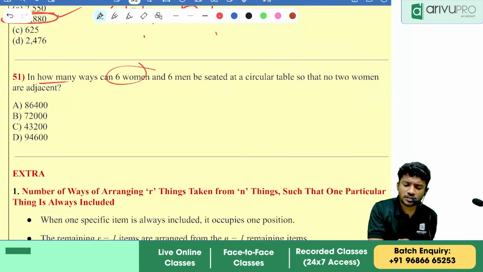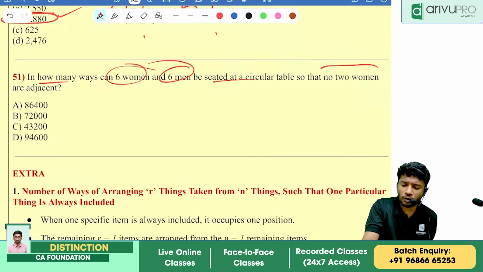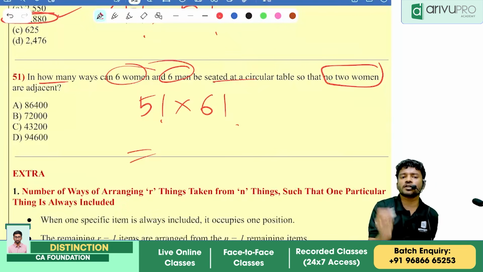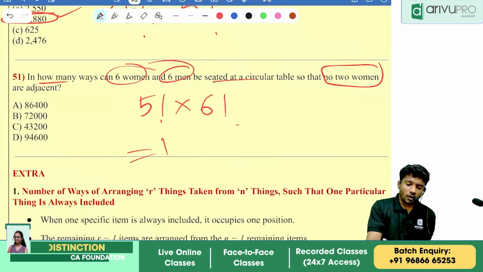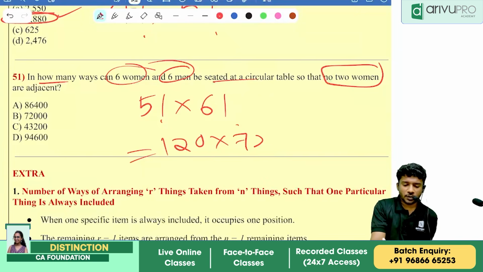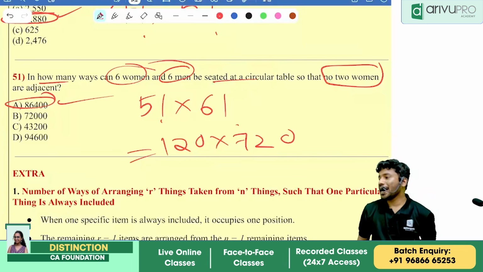How many ways can 6 women and 6 men be seated such that no women are sitting together? 5 factorial into 6 factorial. Directly you can write it. How much is the answer, people? 120 into 720. Which is the answer? Option A is the answer.